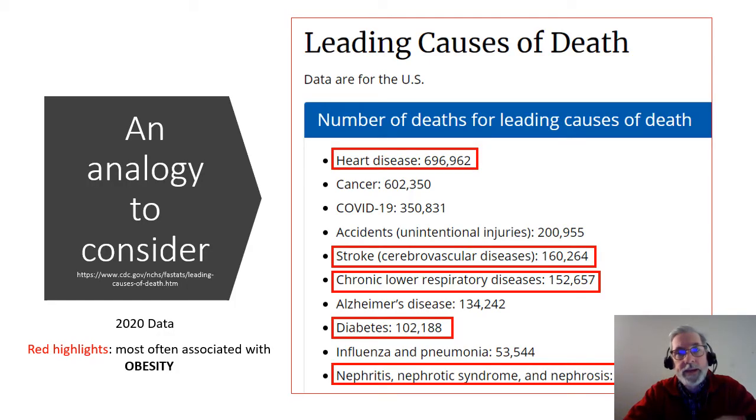And one of the most ready analogies has to do with obesity. So the data that you're seeing here is from 2020. It comes from the CDC. And the red highlighted areas, these are all the leading causes of death. But the red highlighted areas are the ones that are most often associated with obesity. Obesity itself can cause death, but generally it just causes a whole slew of comorbidities, diseases that are associated primarily with the fact that one is obese.